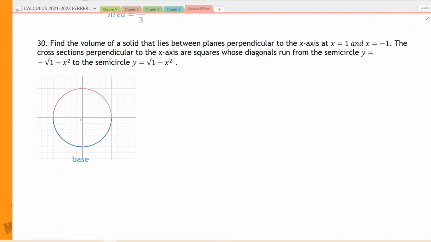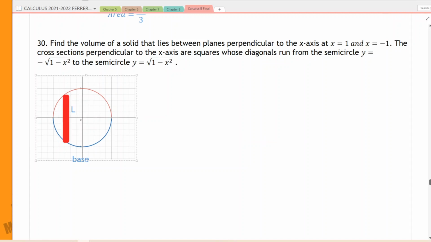So when we say the cross sections run from semicircle negative root 1 minus x squared, well, the negative root 1 minus x squared, that's this bottom curve here. It's a semicircle. And it goes to the positive root 1 minus x squared, and that's going to be this one up here. So if I draw a segment perpendicular to the x-axis that goes from one of these semicircles to the other, I'm really talking about something like this rectangle that goes from the top to the bottom, from the red curve to the blue curve. That's going to be my L.